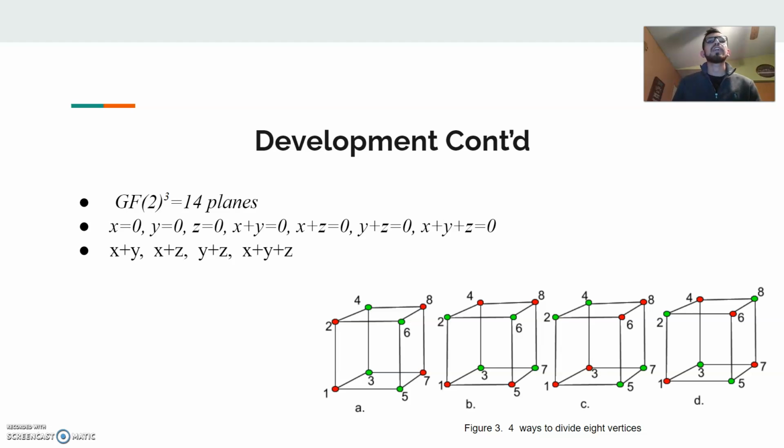Now, to get the last 4 figures, we're going to use the following expressions, which are x plus y, x plus z, y plus z, and x plus y plus z. If they are equal to 0, they are red points, and if they are equal to 1, they are green points.